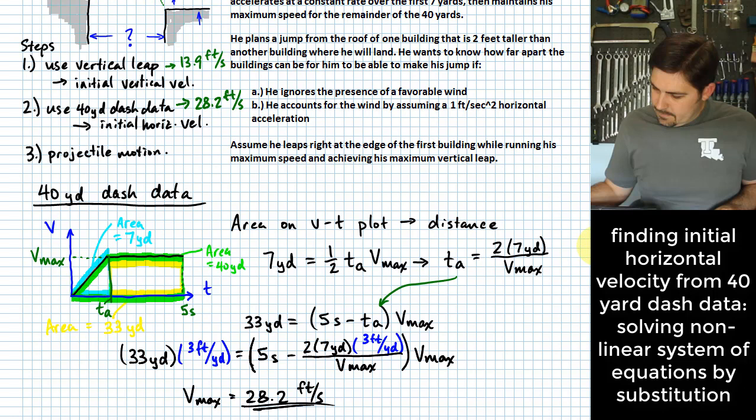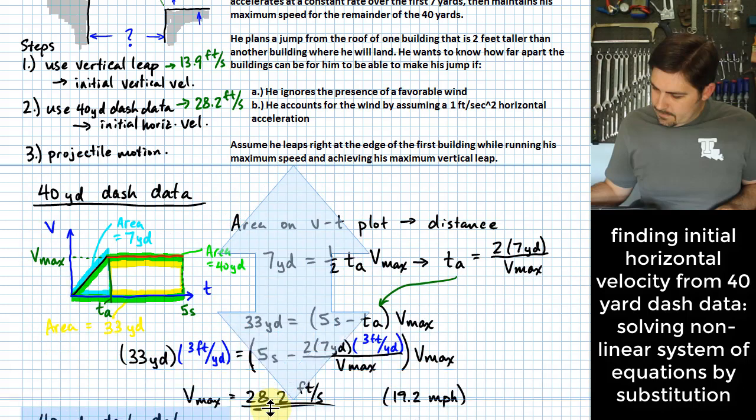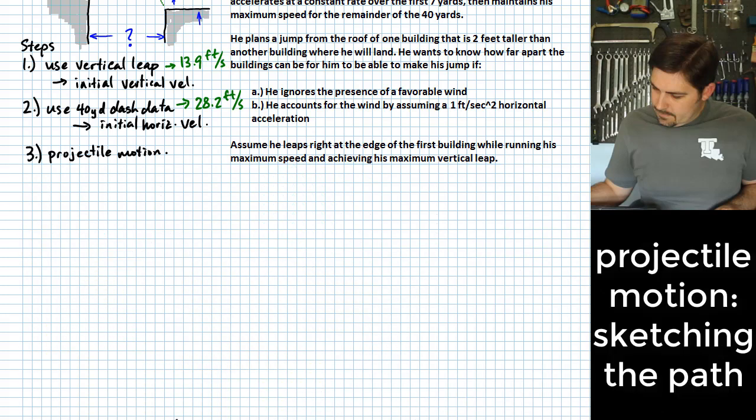All right, so we are actually ready here. Again, it's always helpful to look at these speeds and see if it makes sense. This is equivalent to about 19.2 miles per hour or so. Does that kind of make sense? It seems to be reasonable to me. It's fast, but there are people who can run that fast. All right, so now what? We need to skip on ahead now to our projectile motion part of this problem.